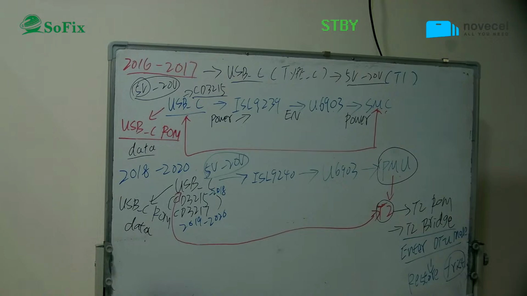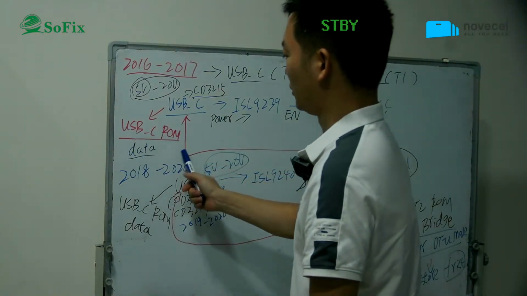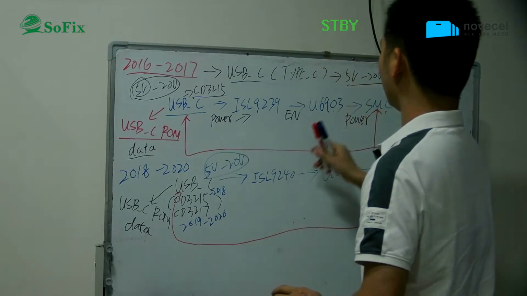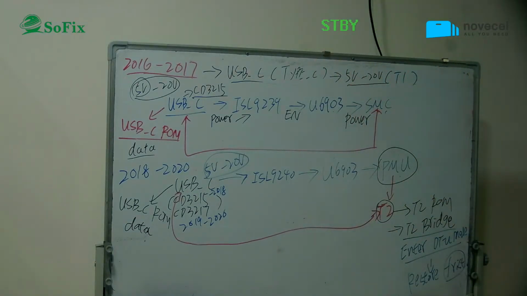So which one is current and which one is performance is about the USB-C ROM. Now I tell you how to repair just the 5 voltage. How to repair this one very fast. First, then I tell you how to. This is about the T2 and the T1.